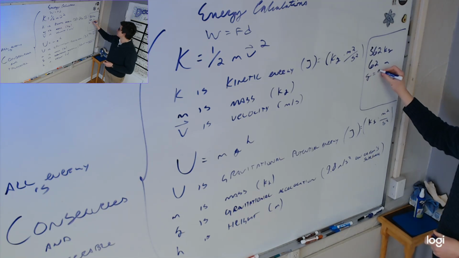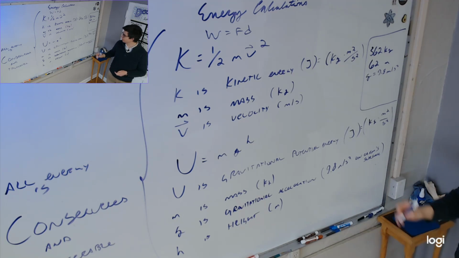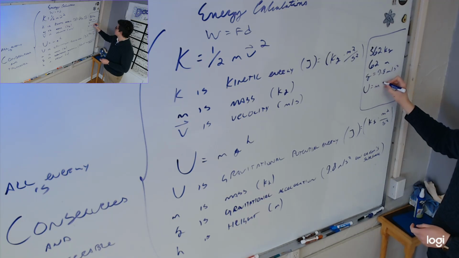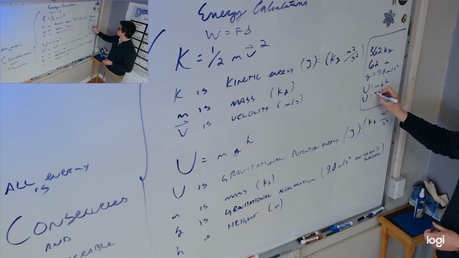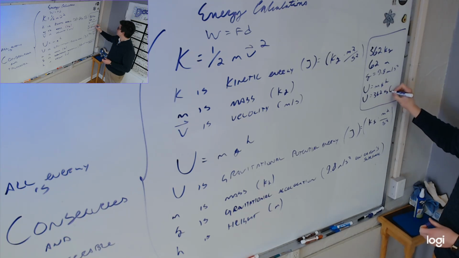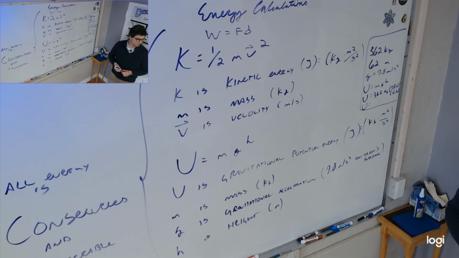So g equals 9.8 meters per second squared. How much potential energy does it have? Well, let's calculate it. U equals mgh. This is a very simple calculation. U equals 362 kilograms times 9.8 meters per second squared times the height, which is 62 meters. U equals... math that up please, boys.